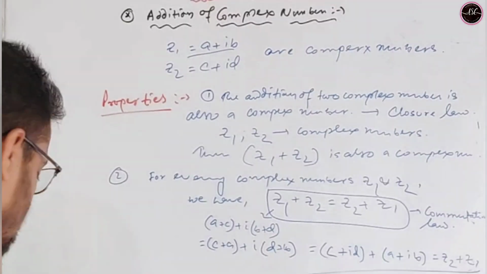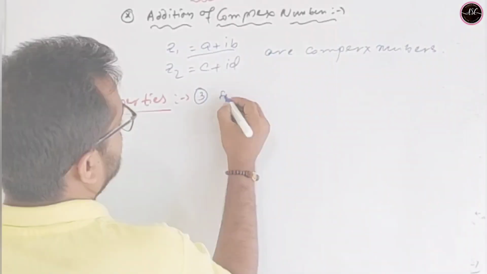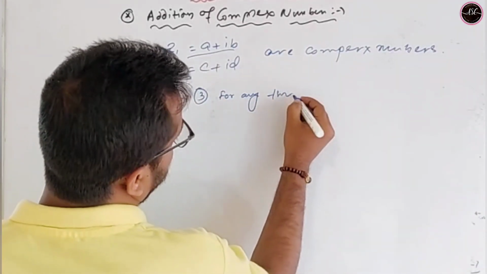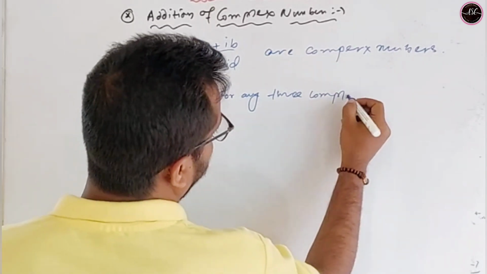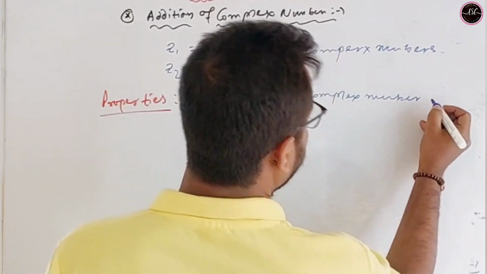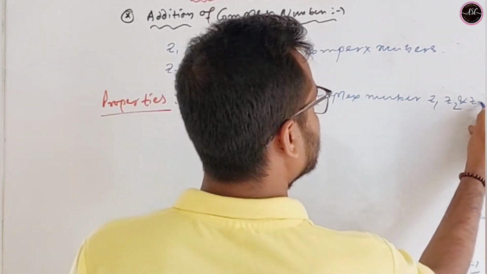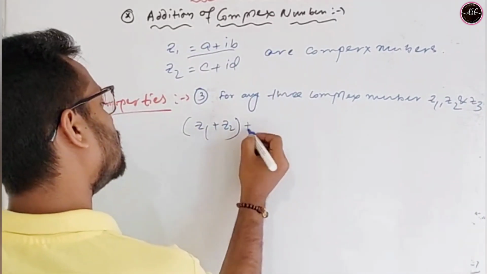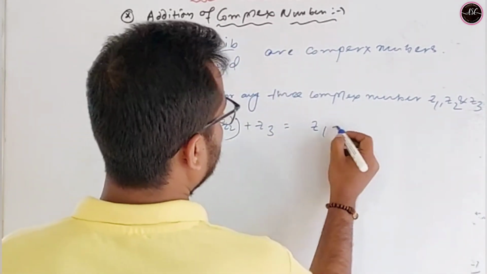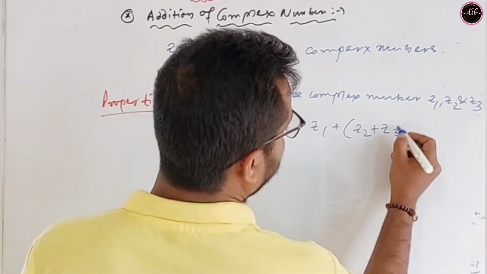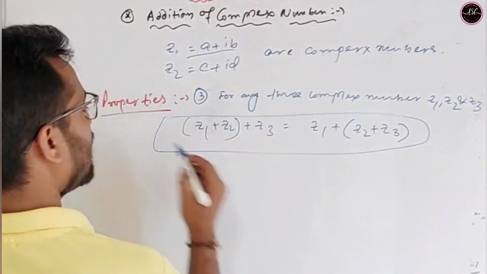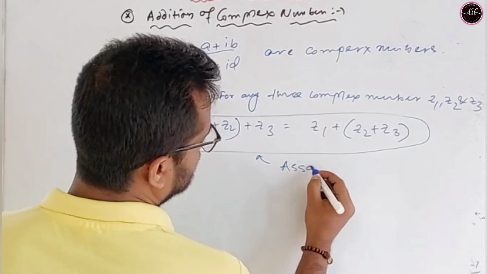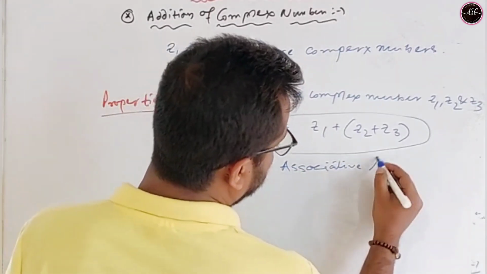Very simple. What is number 3? For any three complex numbers z1, z2 and z3, we can write z1 plus z2 plus z3 equal to z1 plus z2 plus z3, with the brackets grouped either way. This is the associative law.